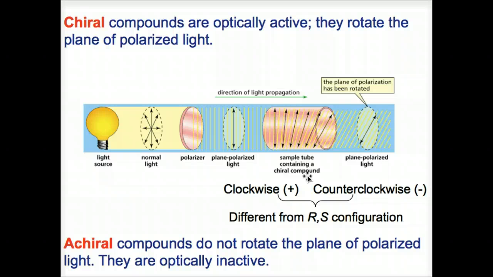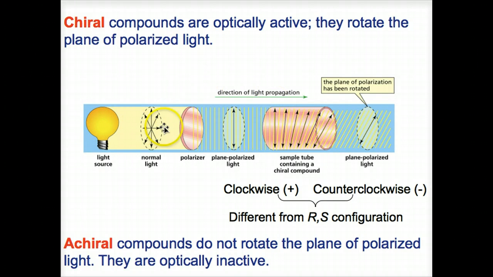It will rotate it clockwise or it will rotate it counterclockwise. One enantiomer rotates it clockwise. Its mirror image will rotate it the same amount counterclockwise. Therefore, they are optically active.